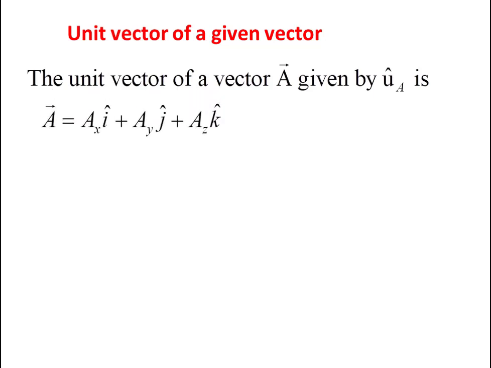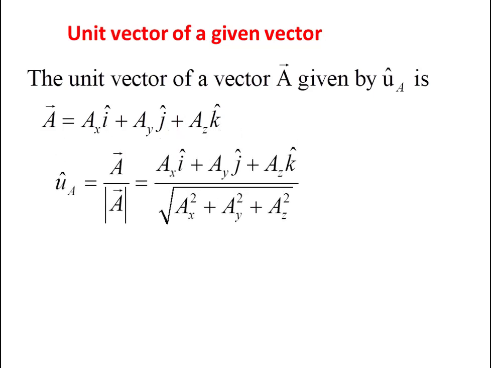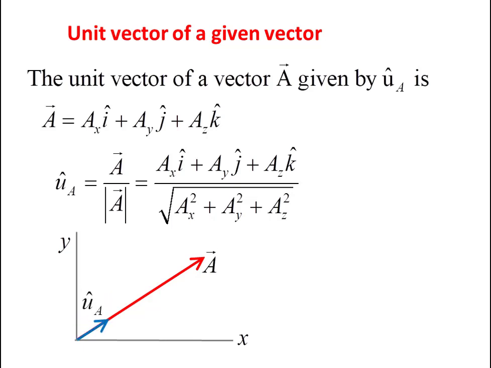If our vector is ax in i plus ay in j plus az in k, then the unit vector of the given vector A is simply A, the given vector itself, divided by its own magnitude. We can designate that on the Cartesian coordinate system, the xy system. For example, if this is our vector A, then this is the unit vector of A. So the unit vector of A has a magnitude of 1, and it is in the direction of the given vector itself.